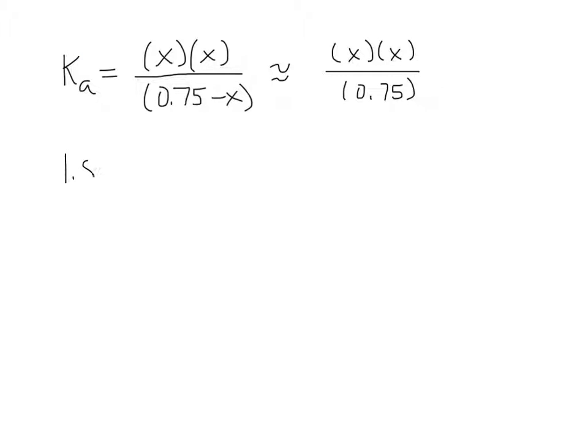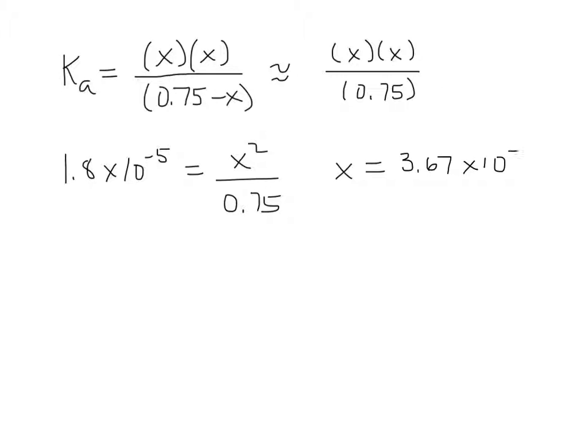So we plug in our values: 1.8 times 10 to the minus fifth equals, and I'm going to combine some terms here, X squared over 0.75. And then we get a value for X equal to 3.67 times 10 to the minus third. And that would be the concentration in molarity. Now that X, remember, equals the concentration of hydronium ion, the hydrogen ion, as well as the acetate ion.